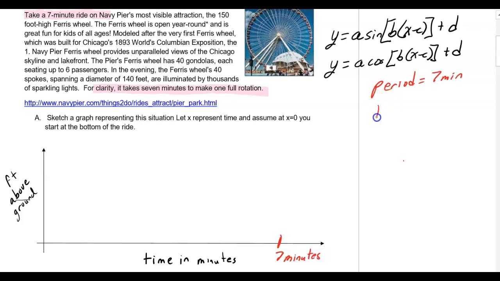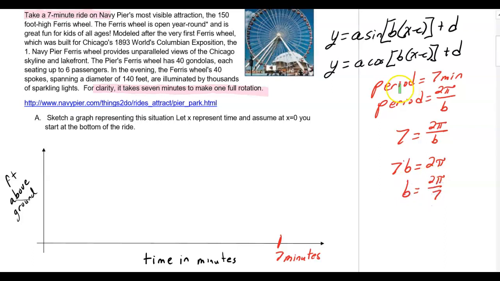You may recall from last year that the period is equal to 2 pi over b. So I'm going to solve for b. 7 is equal to 2 pi over b. Some of you will cross multiply and say 7b is equal to 2 pi, which makes the b value 2 pi over 7. So the period is always 2 pi over b.